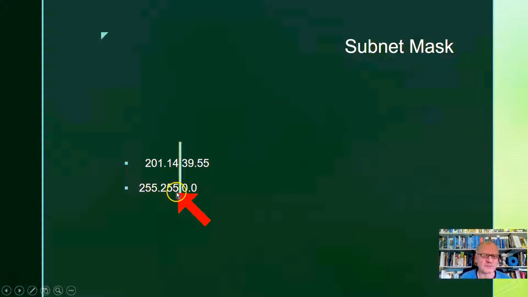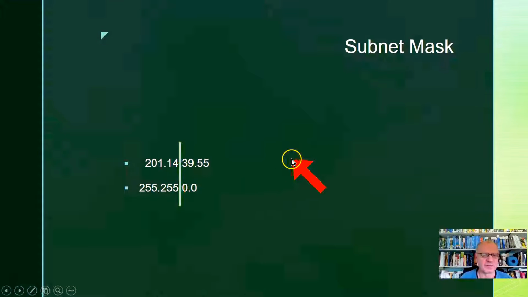Well, this is what a subnet mask looks like. We just take the part that we want to be the network ID, and we make a mask that is 255s everywhere where the network ID is, and zeros everywhere where the host ID is. So anytime that you configure a machine to have a certain IP address, you will also be asked for a subnet mask. And you'll have to put in something like 255.255.0.0 in order to tell the machine which part is the network and which part is the host.